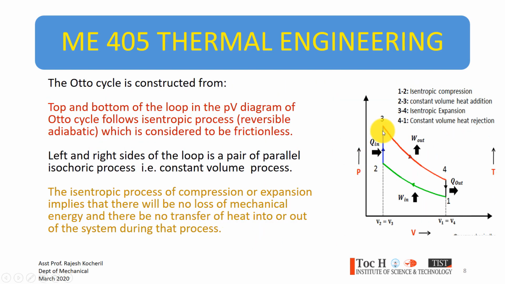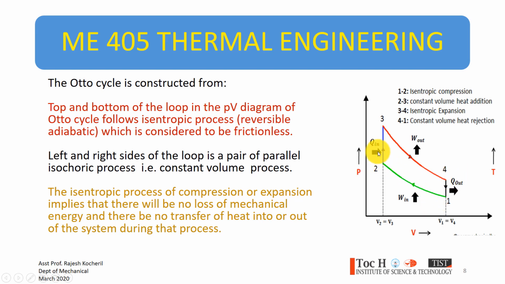Then the Otto cycle is constructed, as we already discussed, in such a way that the volume swept from 1 to 2 and the volume swept from 3 to 4 are the same. And the construction of this PV diagram is such that the left and right sides of the loop are a pair of parallel constant volume processes, that is process 2 to 3 and process 4 to 1.